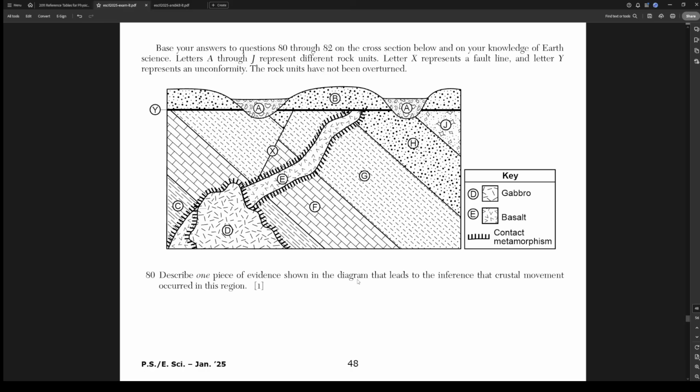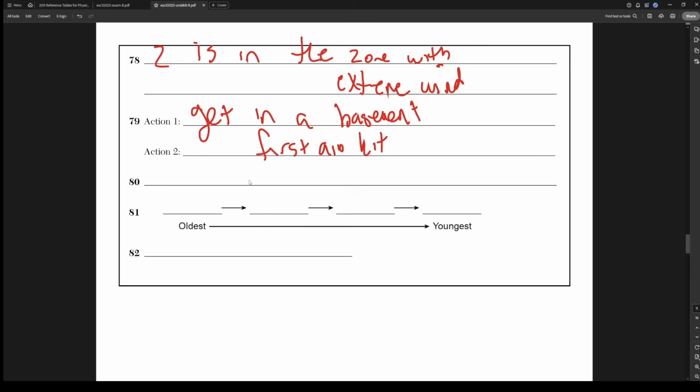One piece of evidence shown in the diagram that leads to the inference that crustal movement occurred in this region. There's a fault. So these layers are not lined up anymore. So that's going to mean that the area shifted. So you could say there's a fault, or the layers are not lined up. I'm going to say there was a fault.